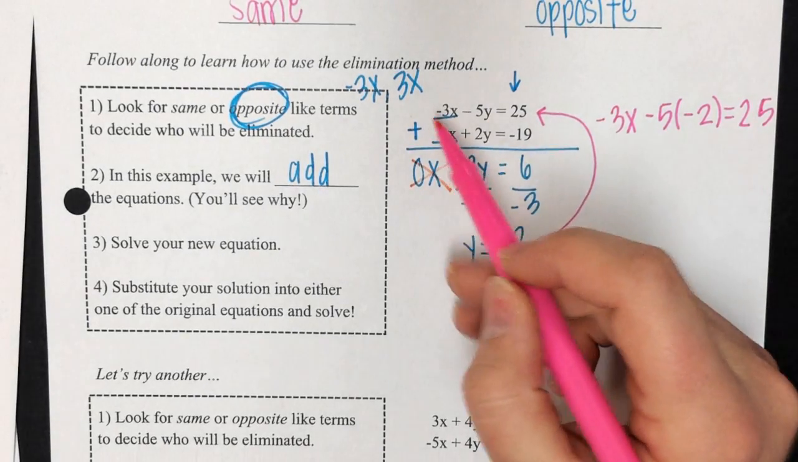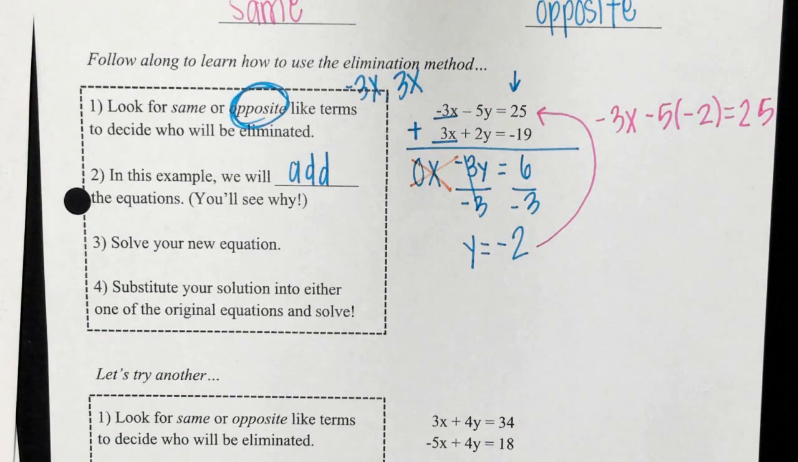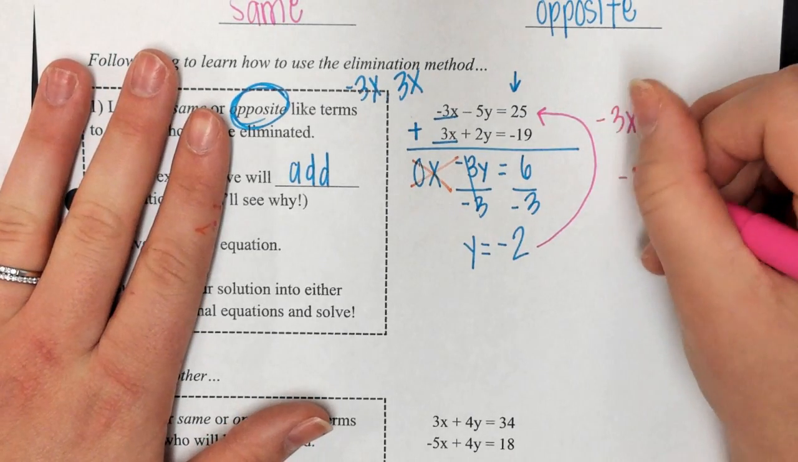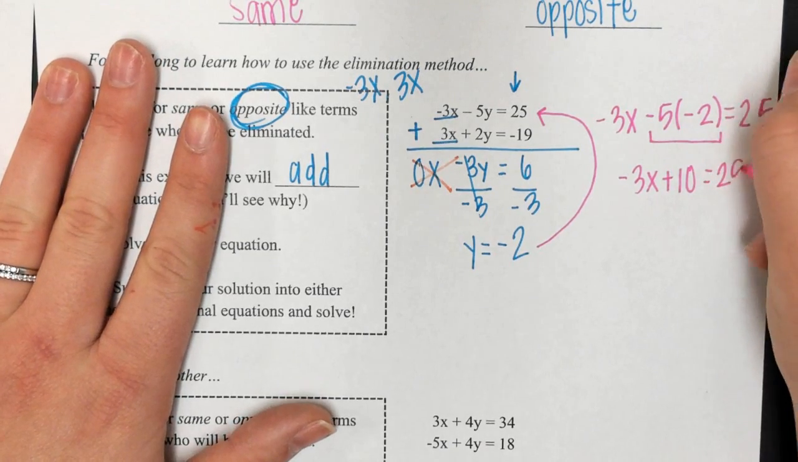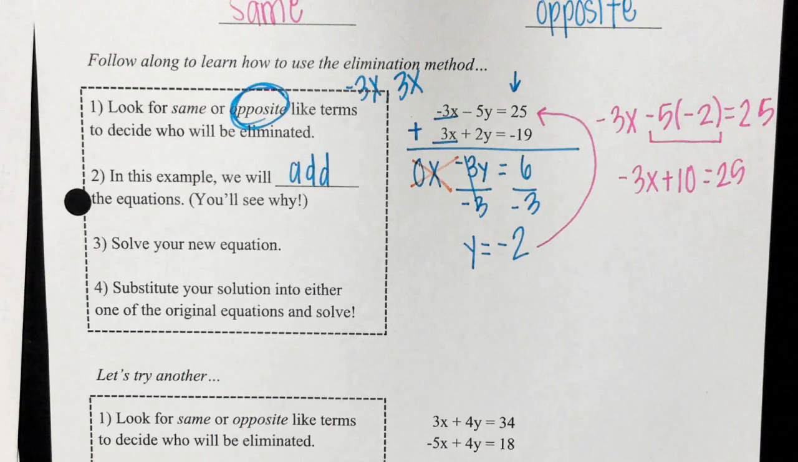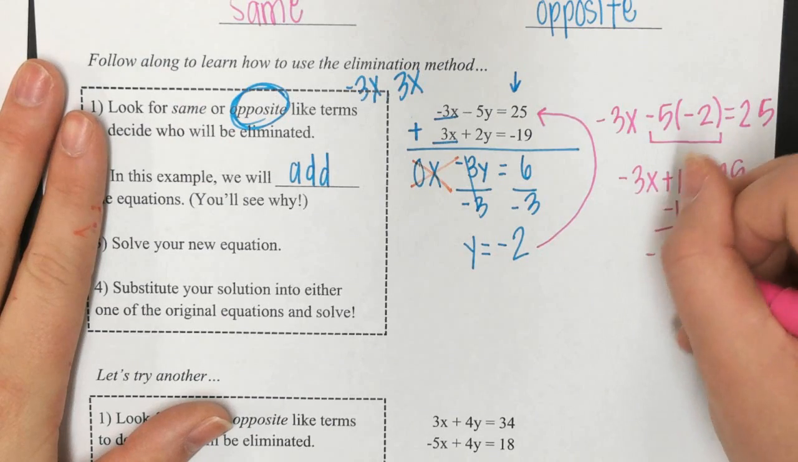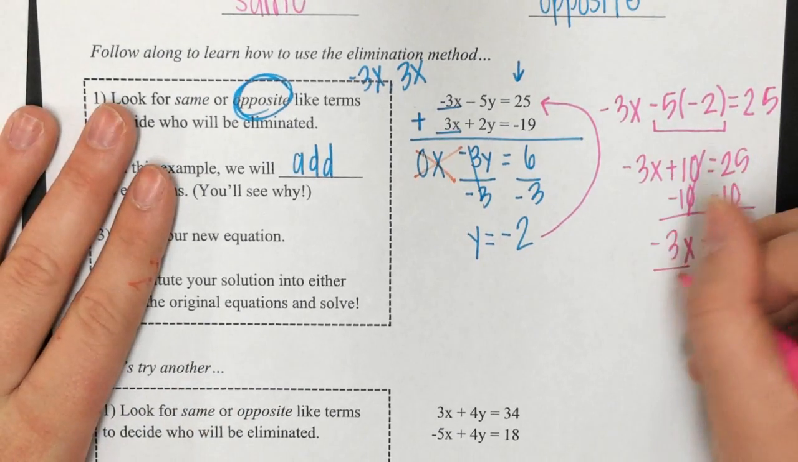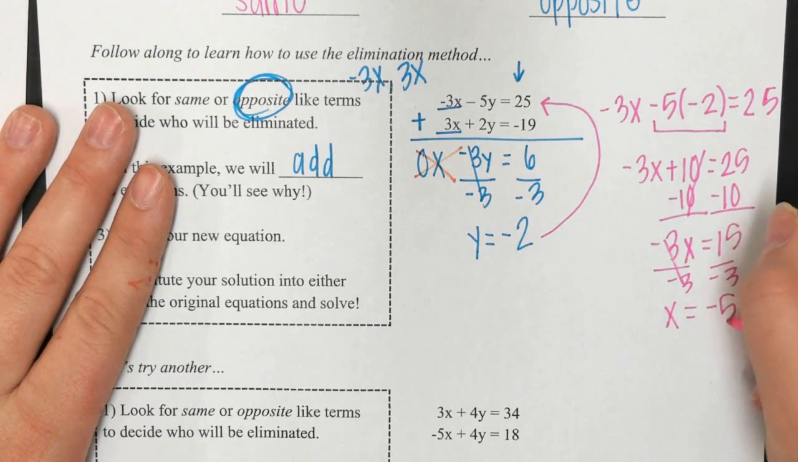I just wrote down the same exact equation, and I plugged in negative 2 for y. So solve for x. What's negative 5 times negative 2? Positive 10. Subtract 10. Subtract 10. Negative 3x is equal to 15. Divide by negative 3. So x is equal to negative 5.